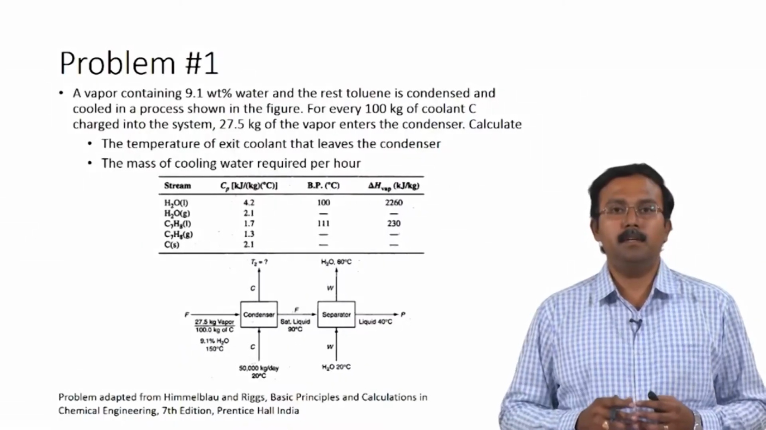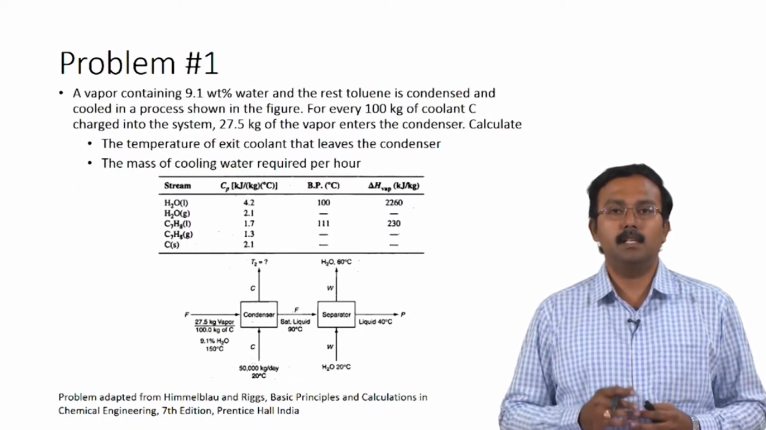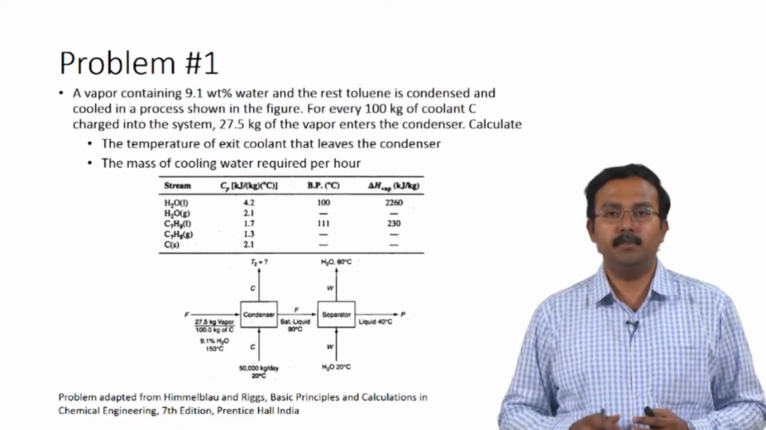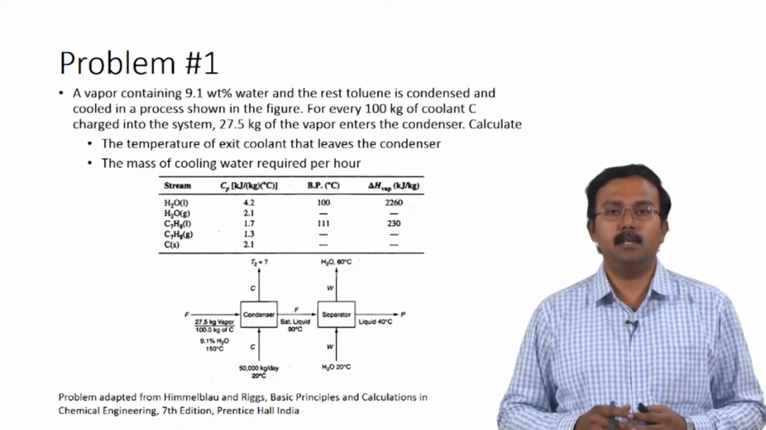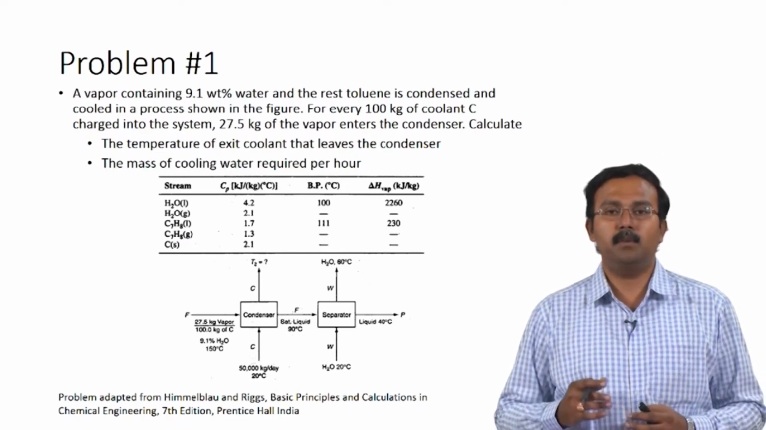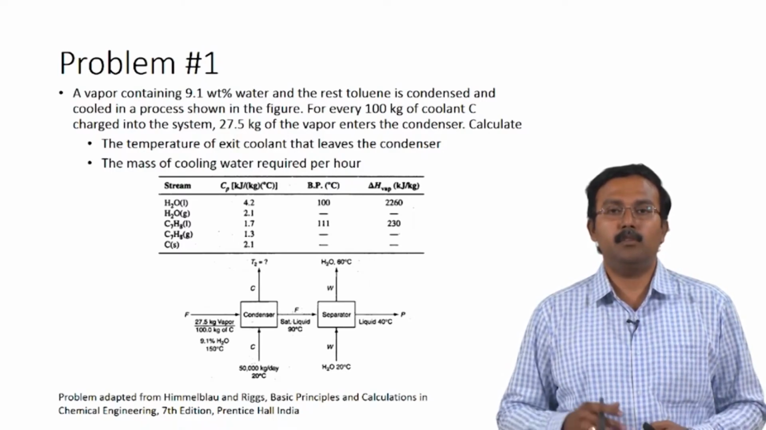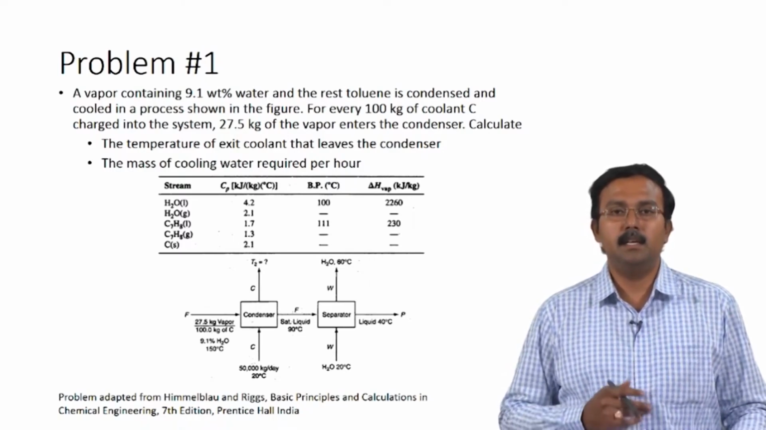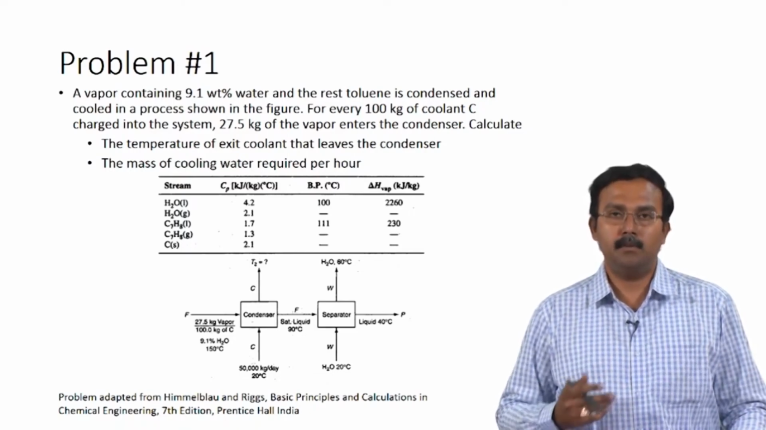So, we will talk about 3 different example problems. The first example problem which we are going to start with is here. A vapor containing 9.1 weight % water and the rest toluene is condensed and cooled in a process shown in the figure. For every 100 kilograms of coolant C charged into the system, 27.5 kilograms of vapor enters the condenser. You are asked to calculate the temperature of the exit coolant that leaves the condenser and the mass of the cooling water required per hour. So, these two things have to be calculated.